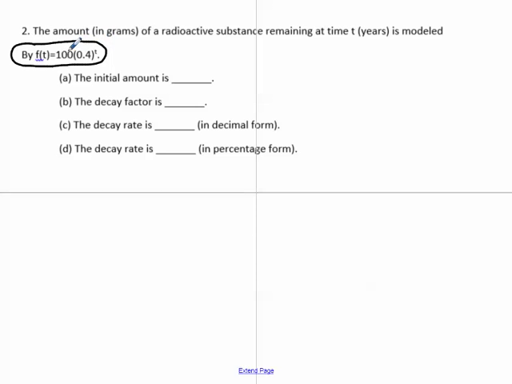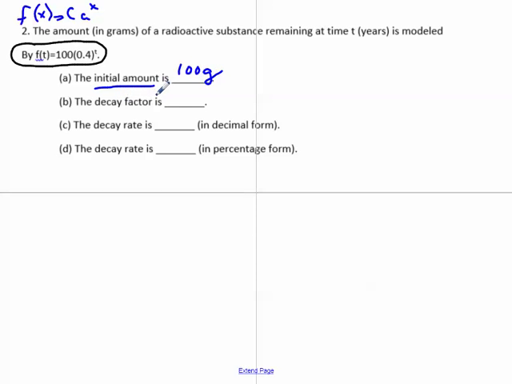From this information, I can make a parallel to the fact that, in general, our exponential function is f of x equals c times a to the x power. C is our starting amount, so c, therefore, is my starting amount, 100. The initial amount, then, is 100, and specifically for this situation, it's 100 grams.